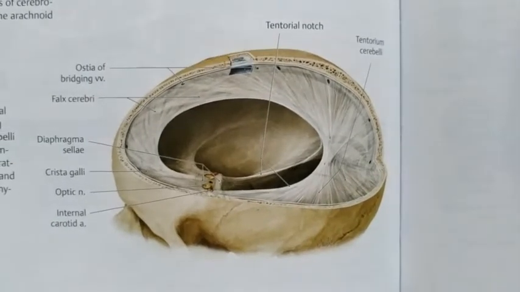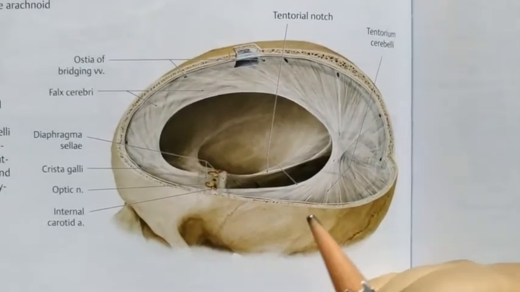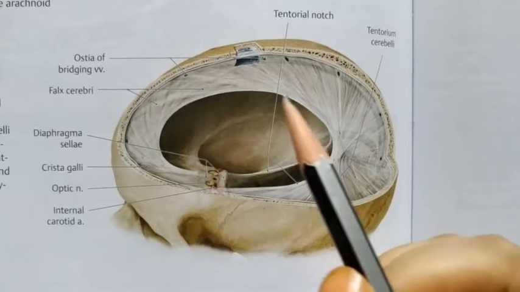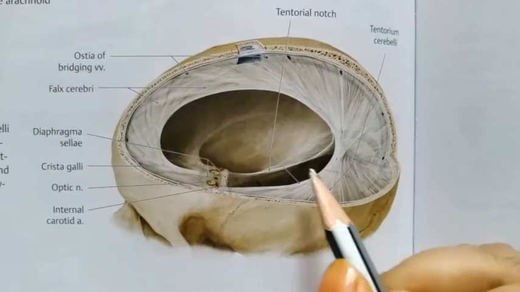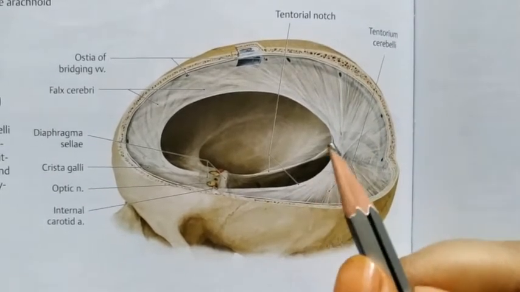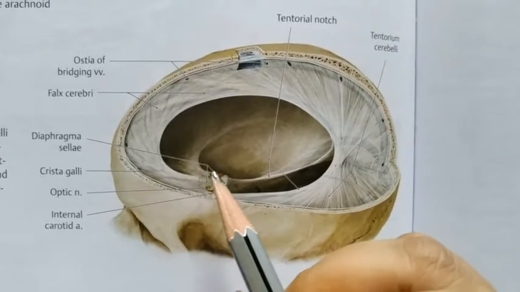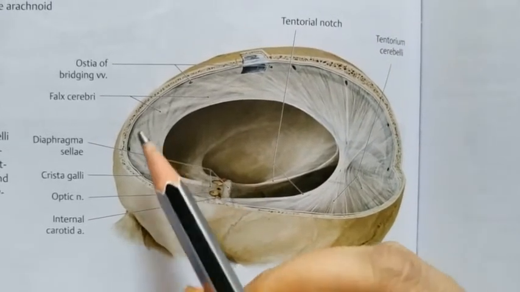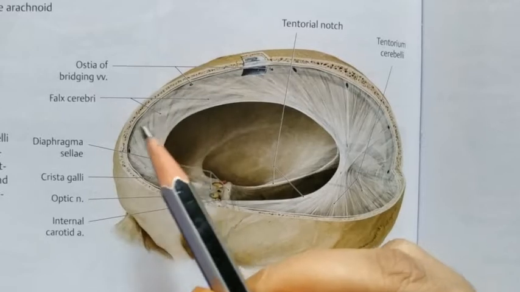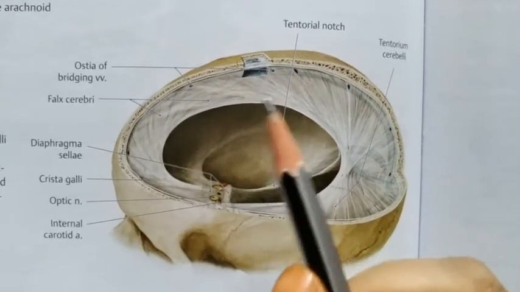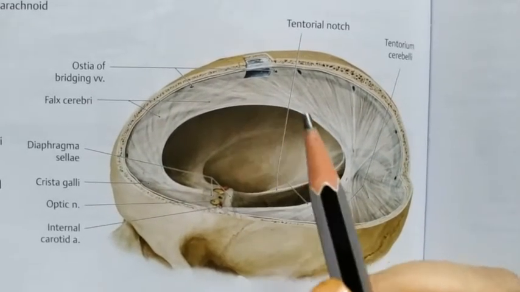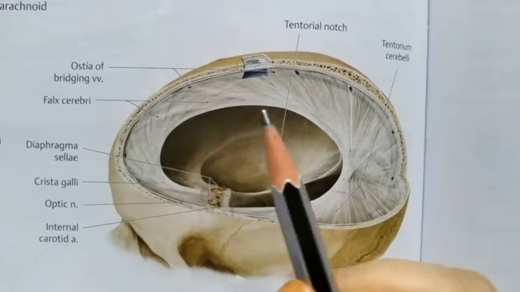The dural folds. The dural folds are the falx cerebri, the tentorium cerebelli, the falx cerebelli, and the diaphragma sellae. The falx cerebri. The falx means sickle shape. F-A-L-X. Falx means the sickle shaped fold.